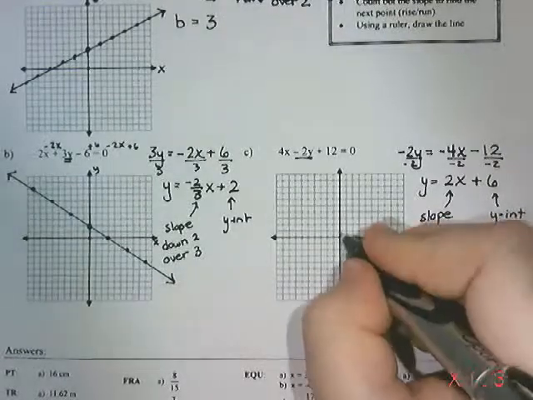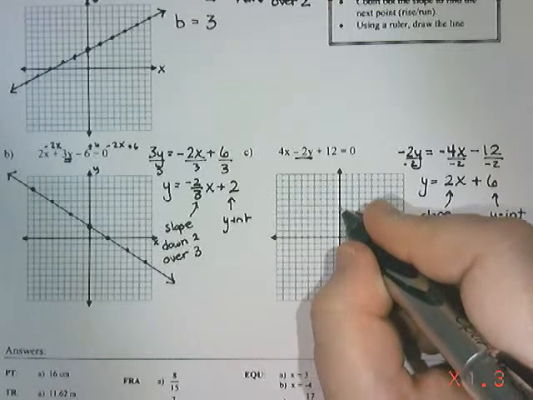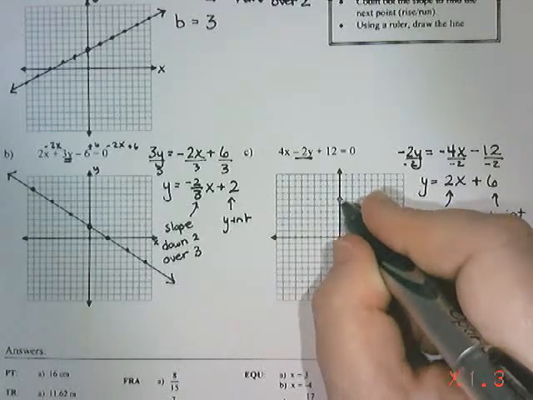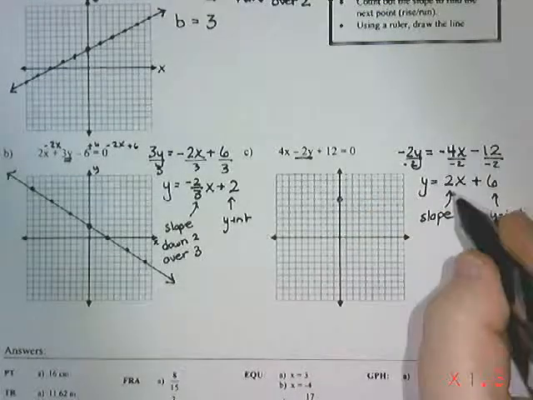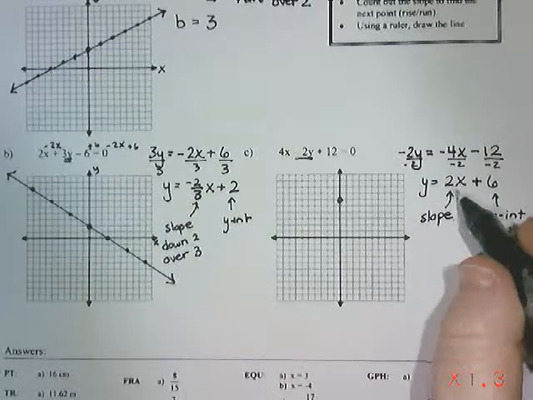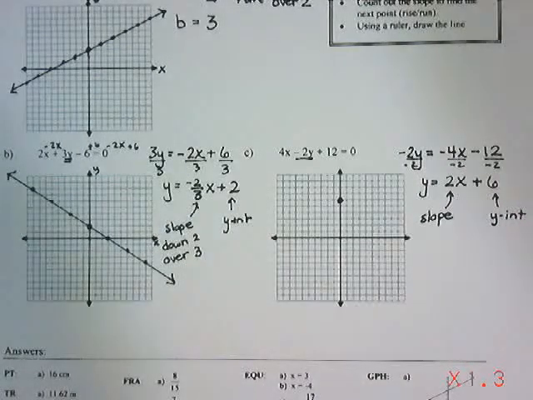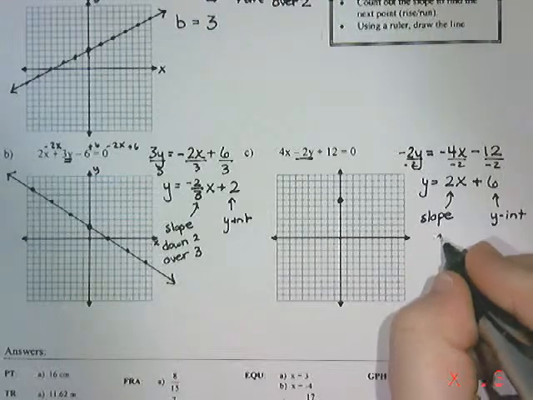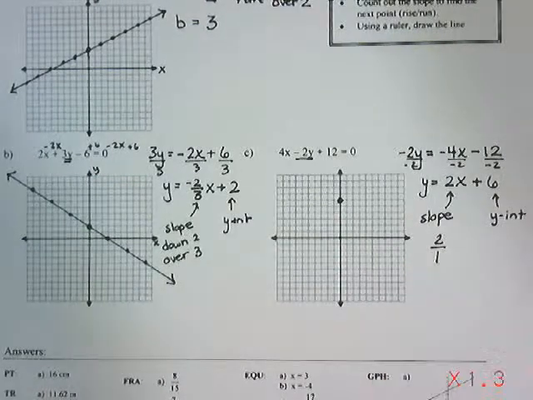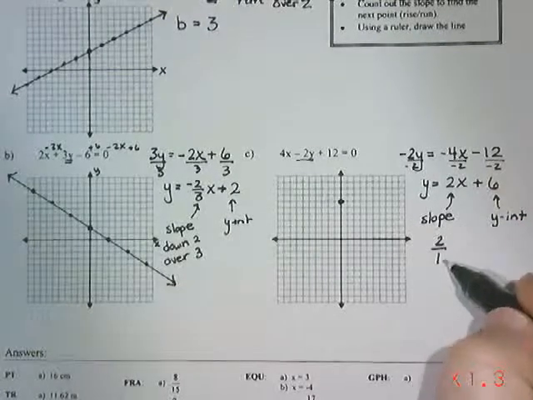So y-intercept is 1, 2, 3, 4, 5, 6. And then the slope is 2. Now this one is different because it's not a fraction. It actually is a fraction, it's not showing the denominator, and that's because there's a shy little 1 hiding in the denominator. So this 2 is really a 2 over 1.